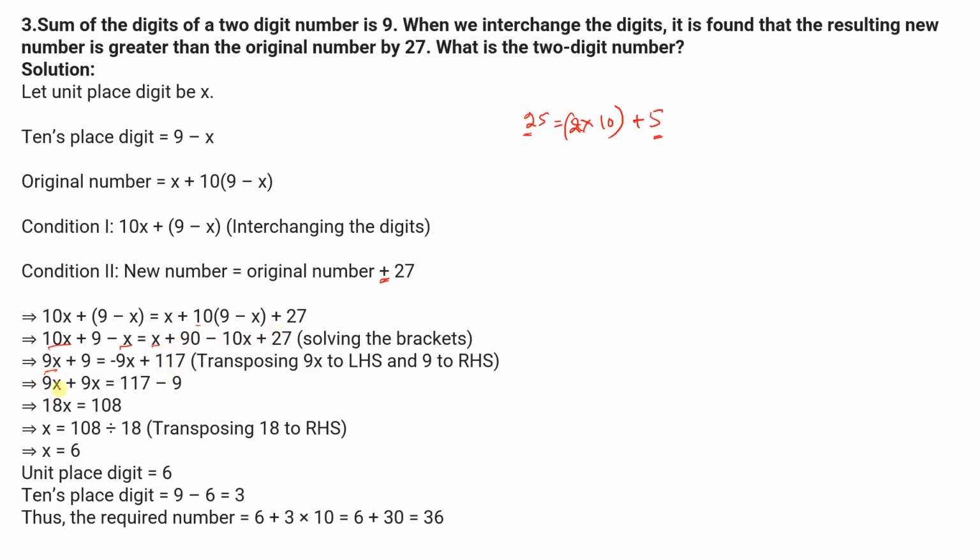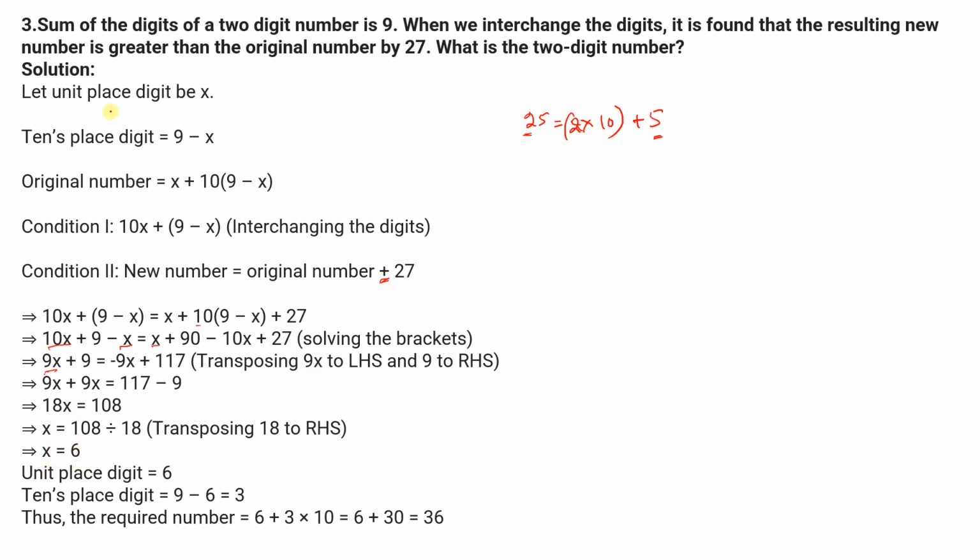Now, transpose minus 9x from the RHS to the LHS. That's equal to 117 minus 9. Transpose 9 from the LHS to the RHS. 9 plus 9 is 18x, is equal to 117 minus 9, which is 108. Therefore, x is equal to 108 by 18. What is the coefficient of x? 18. Therefore, x is equal to 6.